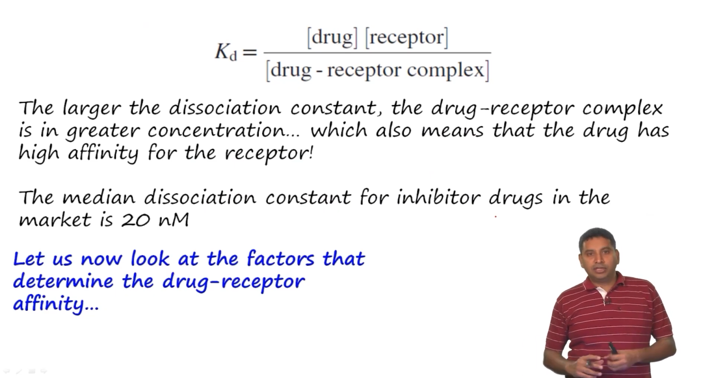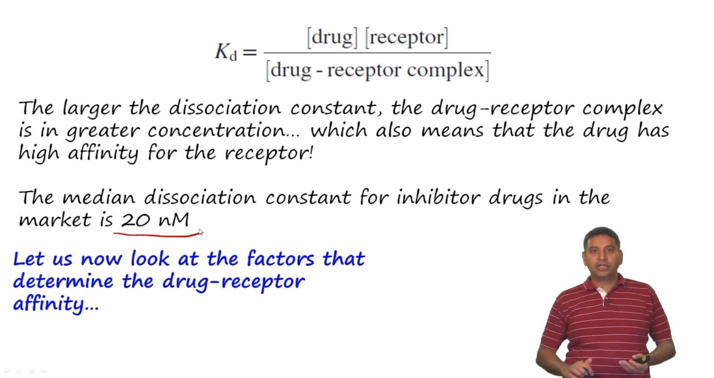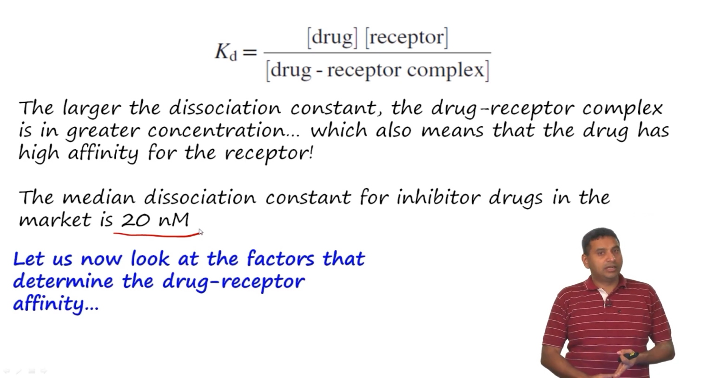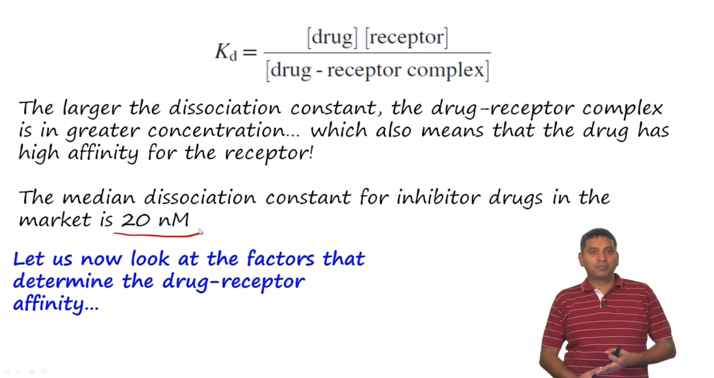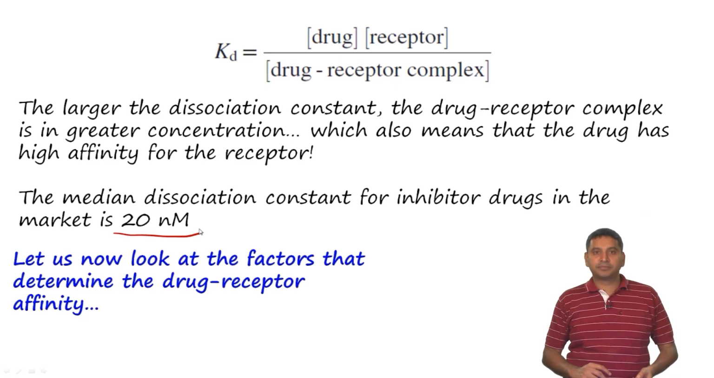Which also means that the drug has a very high affinity for the receptor. Typically, a large number of studies show that the median dissociation constant for inhibitor drugs in the market is around 20 nanomolar. So, we have molar, divide that by 1000, you get millimolar, and then again divide that by another 1000, you get micromolar, and then divide that by another 1000, you get nanomolar. So, nanomolar is extremely small concentrations inside the body. Now, for the inhibitor to act at this low concentration, we need to understand the factors that determine the drug receptor affinity.